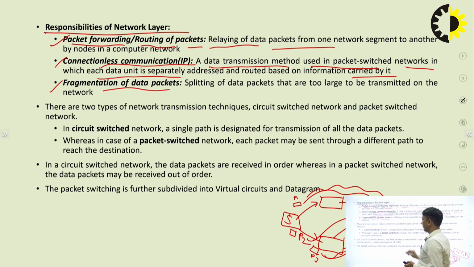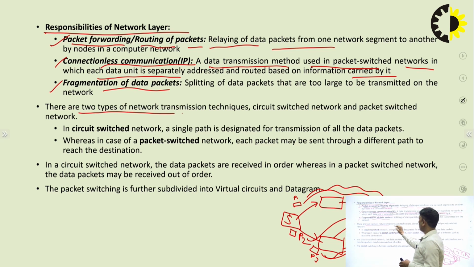Fragmentation of data packets is also the responsibility of the network layer. When the data is large, it cannot be managed by the bottom layer like the data link layer. Because after the network layer, data must go to the data link layer, and the data link layer cannot process such large data. So the network layer divides the data into small packets that are manageable and can be processed by the data link layer, the bottom layers.